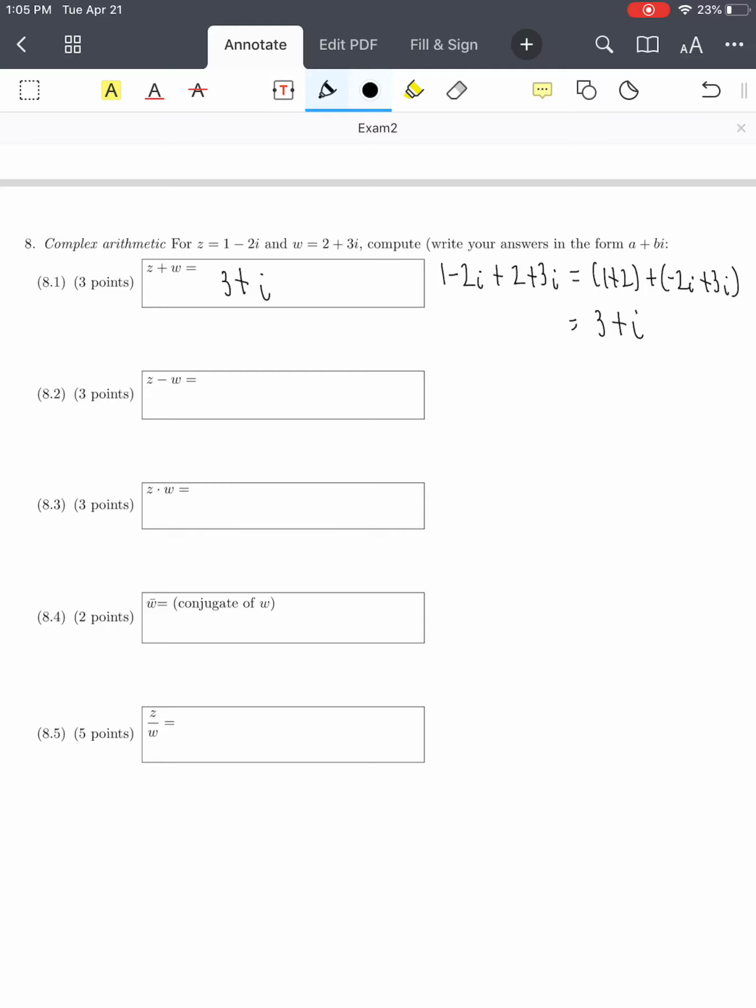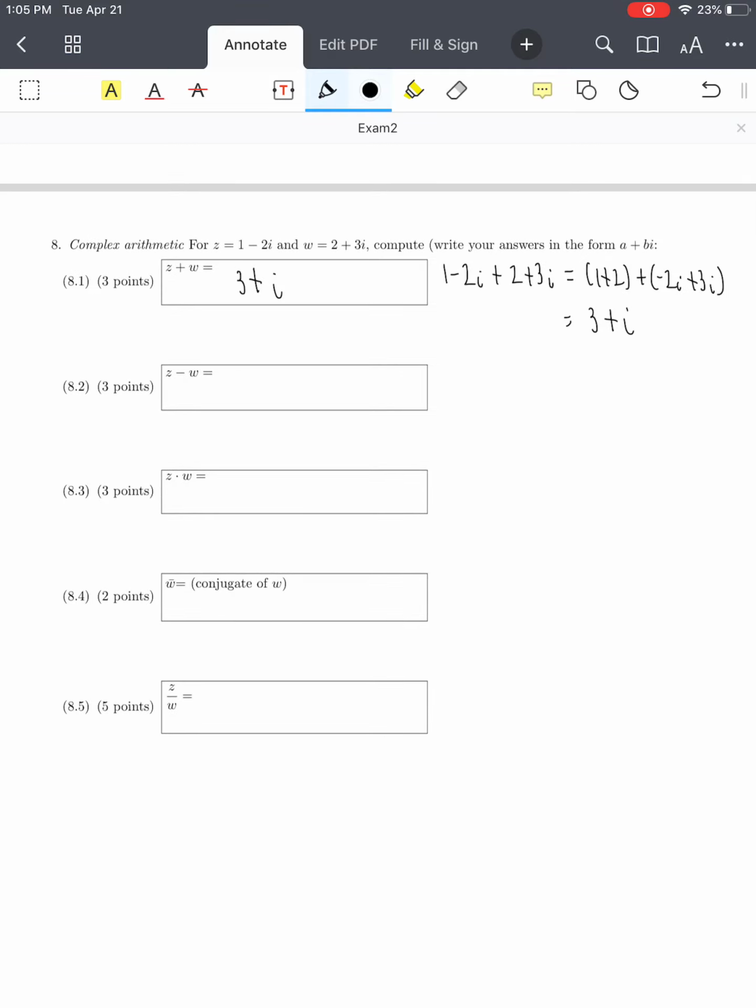For part 2, z minus w, we're going to subtract them. So 1 minus 2i minus 2 plus 3i. Remember, we have to distribute the negative here. So 1 minus 2i minus 2 minus 3i. And here we just combine like terms. So 1 minus 2 is negative 1. Negative 2i minus 3i is negative 5i.